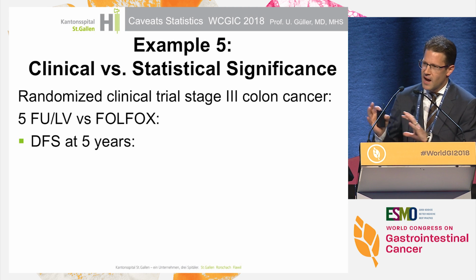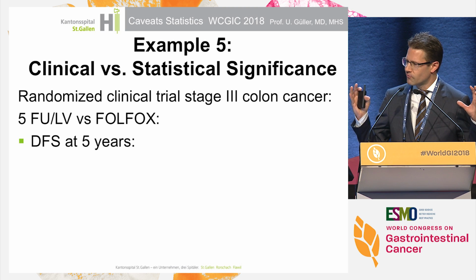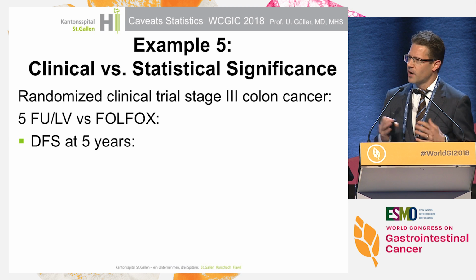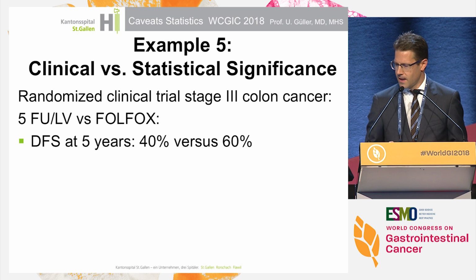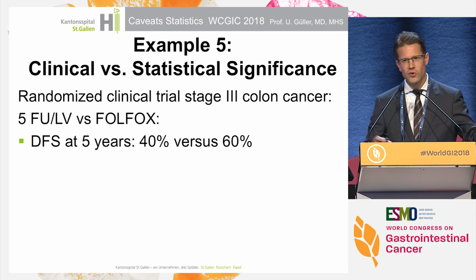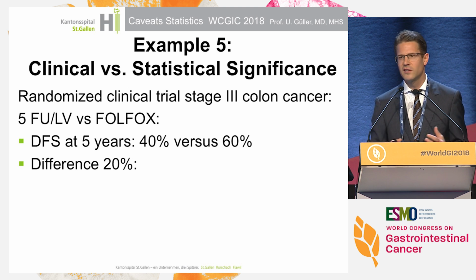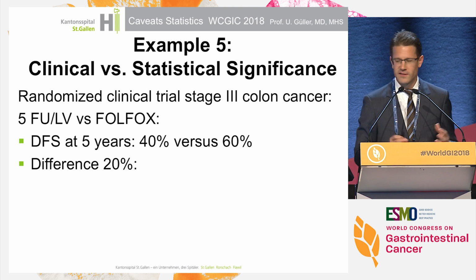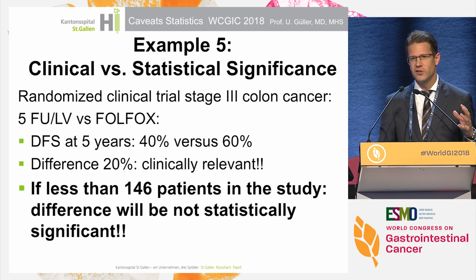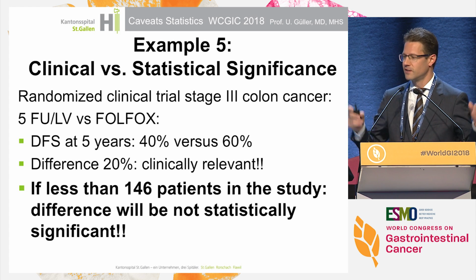I want to give you another example. This is a hypothetical example. I computed that at home on my computer. Let's say we're performing a randomized controlled trial in stage 3 colon cancer patients, and we're randomizing them to 5FU adjuvant treatment versus FOLFOX. And let's say that the primary endpoint is disease-free survival at 5 years. And let's say we find a difference in disease-free survival: 40% in the 5FU leucovorin group, 60% disease-free survival at 5 years in the FOLFOX group. So there's a difference of 20%. Is this clinically relevant? I think the vast majority of us would say this is clinically relevant, a difference of 20%. However, if we have less than 146 patients in our trial, this large clinically relevant difference will not be statistically significant.